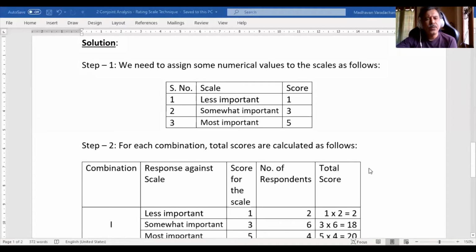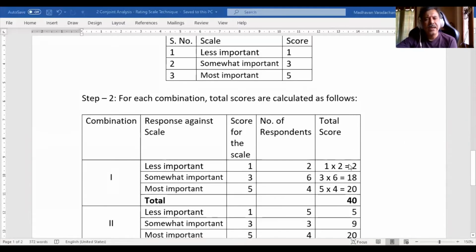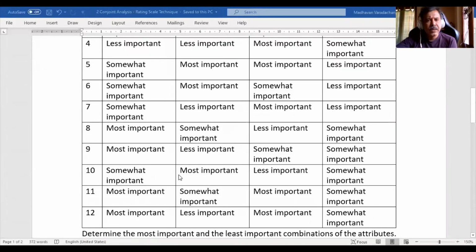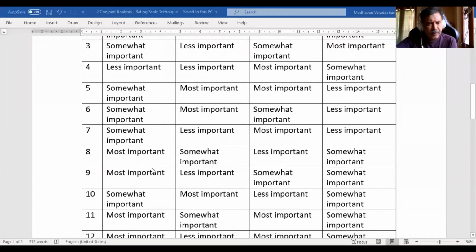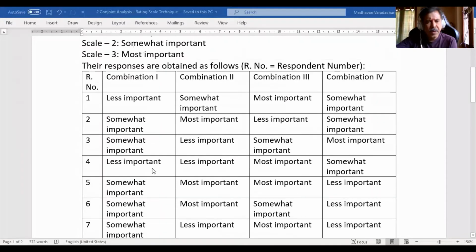Then in step two, for each combination, the total scores are added as follows. We already have the scores defined: less important one, somewhat important three, most important five. Now we need to count, for combination one, how many respondents rated less important. Here it is one, then two, and that's all. Only two respondents have rated combination one as less important.